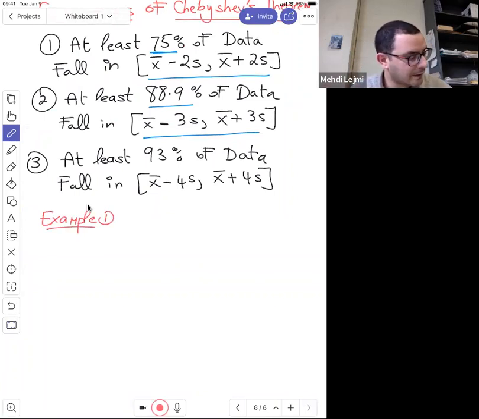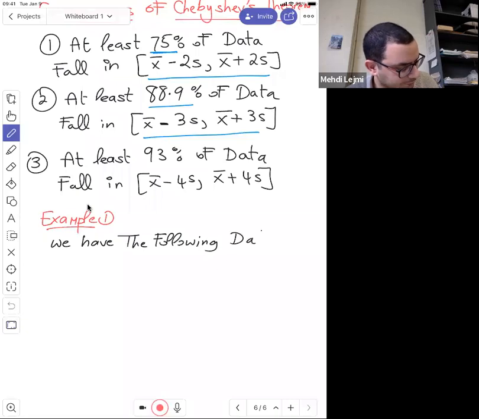So suppose we have the following data. Let's say we have 10 numbers, 10 data values: 5, 5, 5, then 6, 7, 8, and 4 sixes.